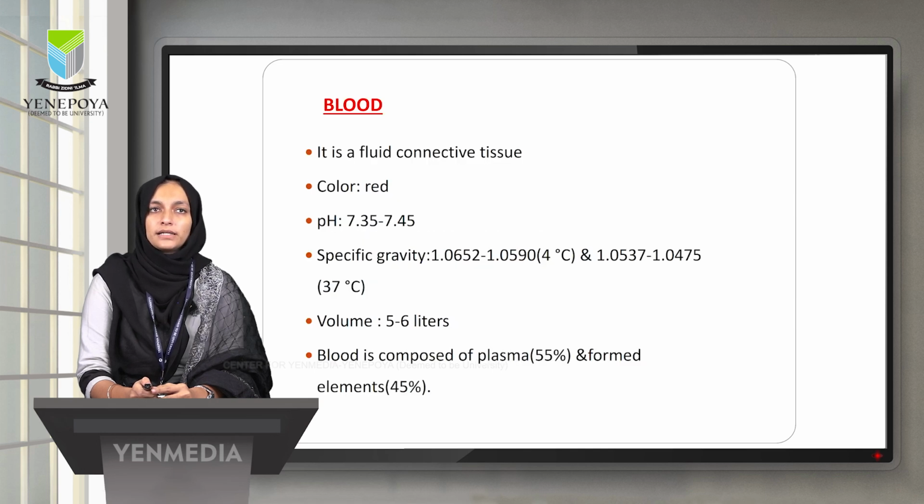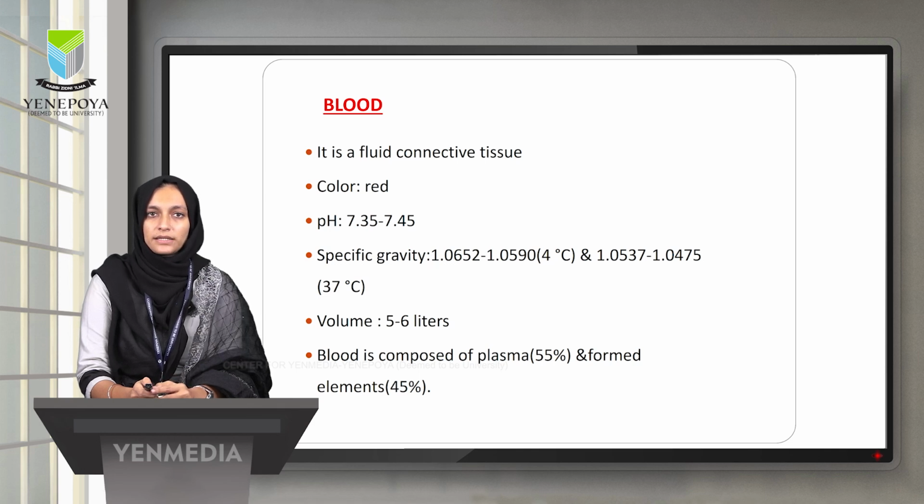Blood is a red color fluid connective tissue with pH 7.35 to 7.45. Specific gravity varies. At 4 degrees Celsius it is 1.065 to 1.0590, and at 37 degrees Celsius, that is normal temperature, 1.0537 to 1.0475, and usually the normal volume is 5 to 6 liters. Then it's composed of 55% plasma and 45% formed elements.